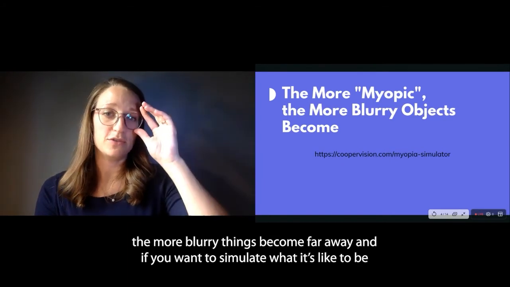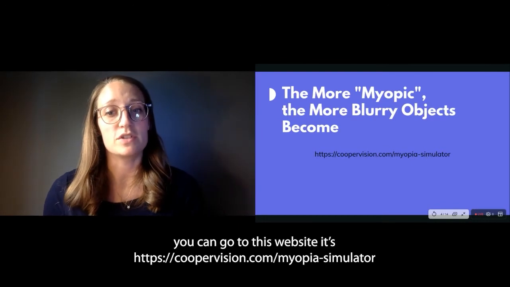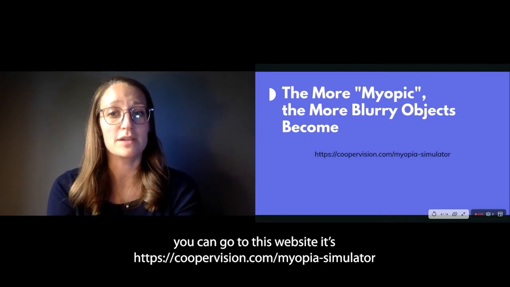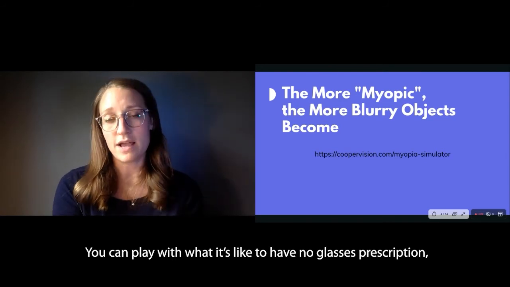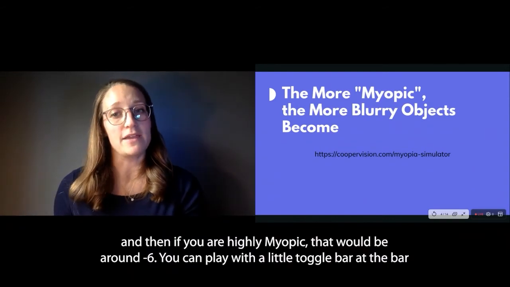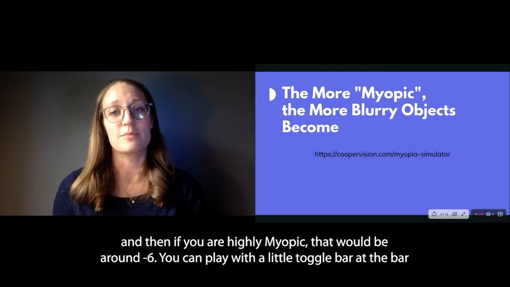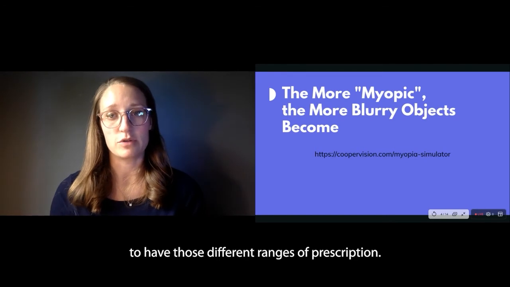And if you wanted to simulate what it's like to be myopic, you can go to this website. It's coopervision.com/myopia-simulator. And you can play with what it's like to have no glasses prescription, a mild myopic prescription, let's say about a -2. And then if you're a high myope, that would be around that -6. You can play with a little toggle bar at the bottom of the screen, and that will show you what it's like to have those different ranges of prescription.